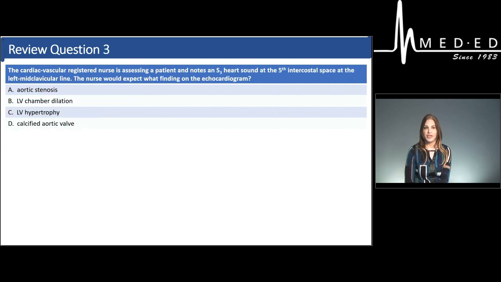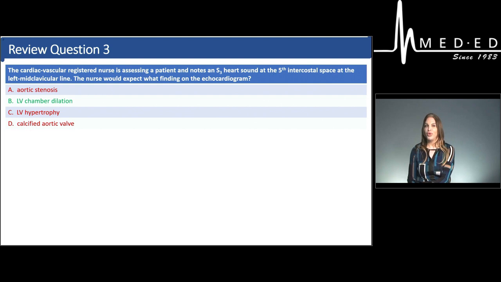And the last review question: the cardiac vascular registered nurse is assessing a patient and notes an S3 heart sound at the 5th intercostal space at the left midclavicular line. The nurse would expect what finding on the echocardiogram? And the best answer here is B.